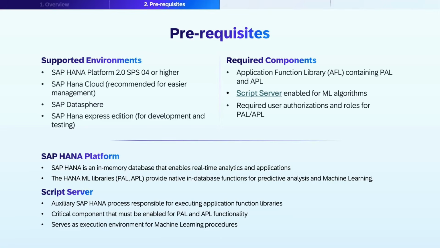To provide more context, SAP HANA is an in-memory database enabling real-time analytics and applications. The HANA ML libraries, Predictive Analysis Library and Automated Predictive Library, provide native in-database functions for predictive analysis and machine learning. The script server is an auxiliary HANA process essential for executing these ML functions. Setting up these prerequisites establishes a strong foundation for implementing effective regression solutions at scale.